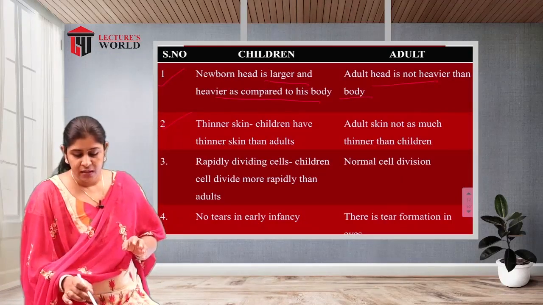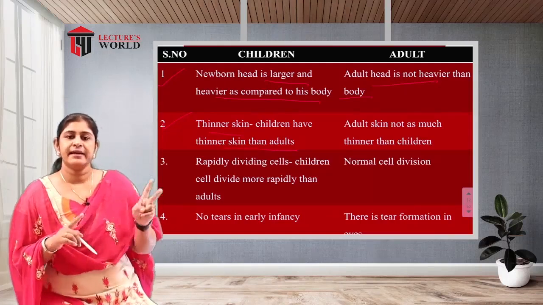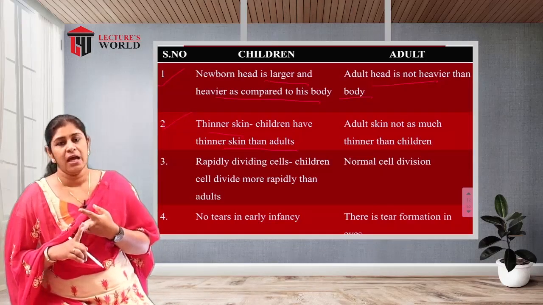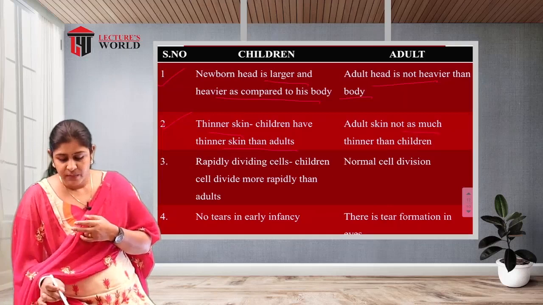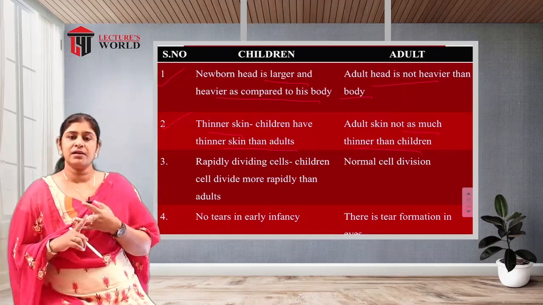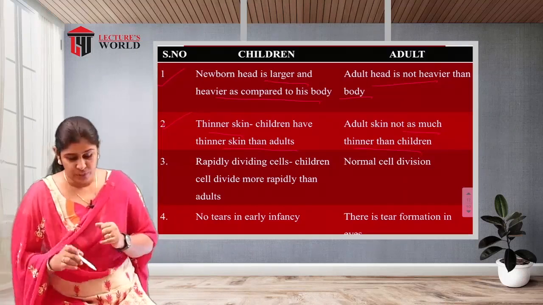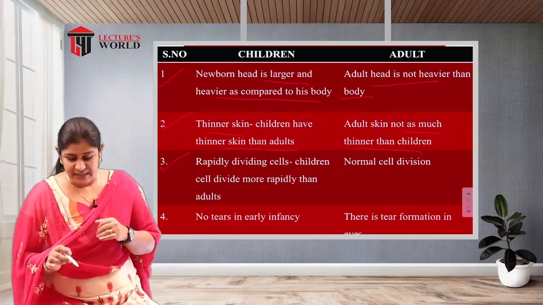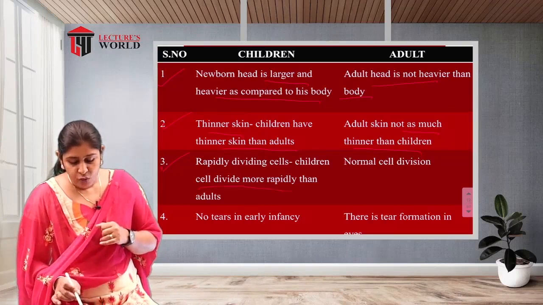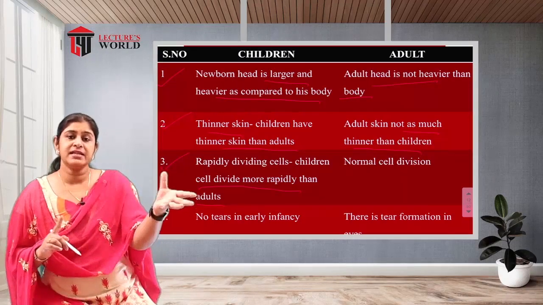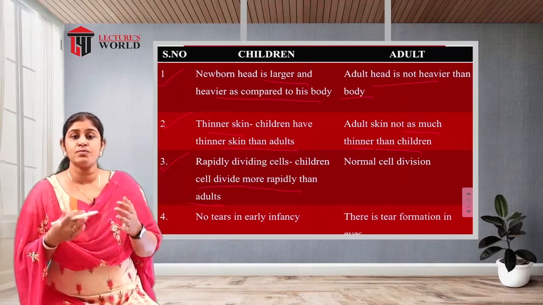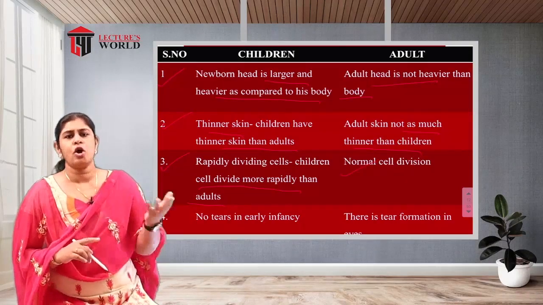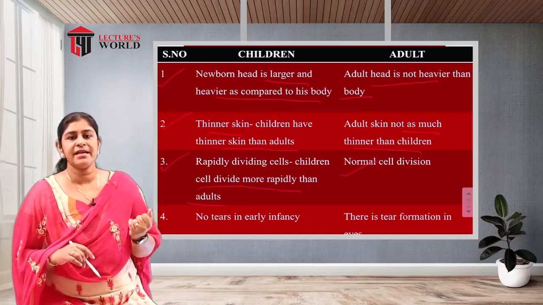Second is thinner skin. Children basically have thinner skin than adults. Adult skin is not as thin as children's. Third difference is rapidly dividing cells. Children's cells divide more rapidly than adults. In adults, cell division takes place in a normal way. We call it normal cell division.